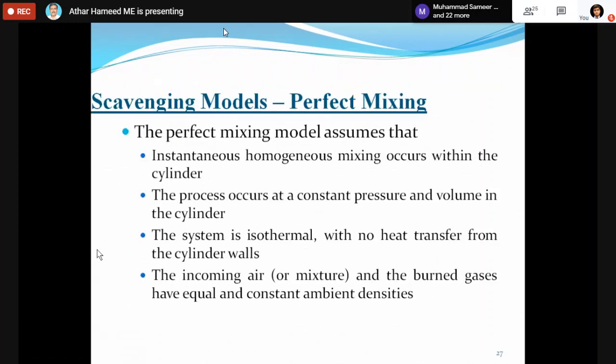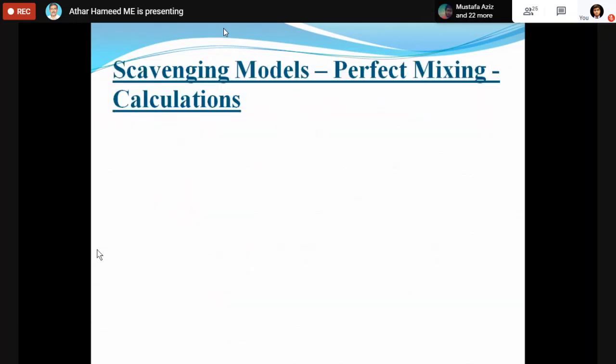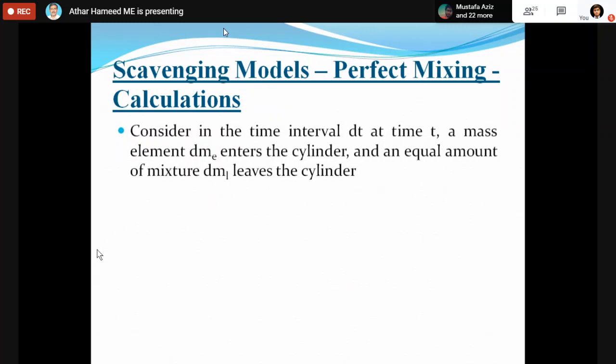So in perfect mixing, we need some calculations. For example, consider that in a small time interval dt, at time t, a mass element dme enters the cylinder, and an equal amount of mixture, a mass dml, leaves the cylinder. So mass enters, and an equal amount leaves the cylinder.